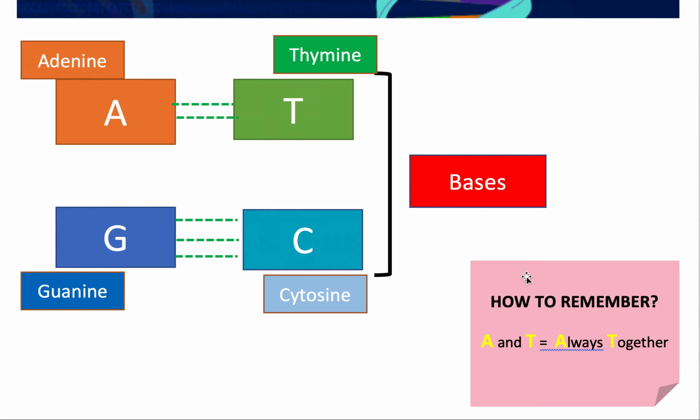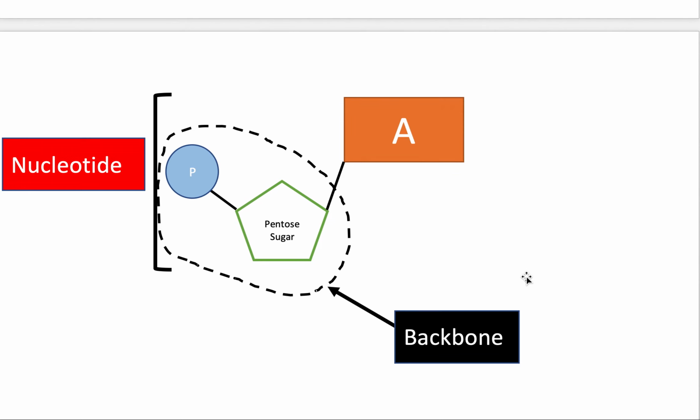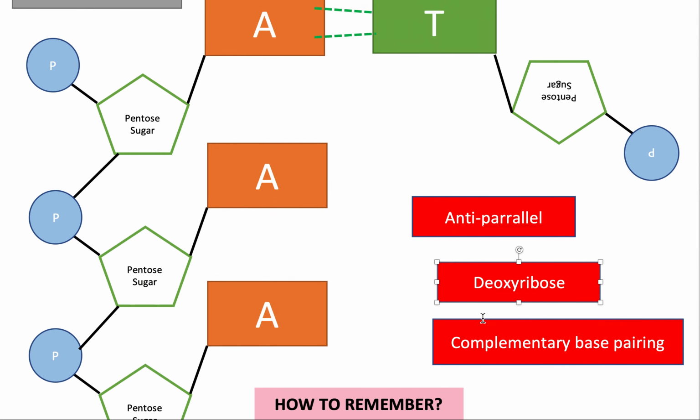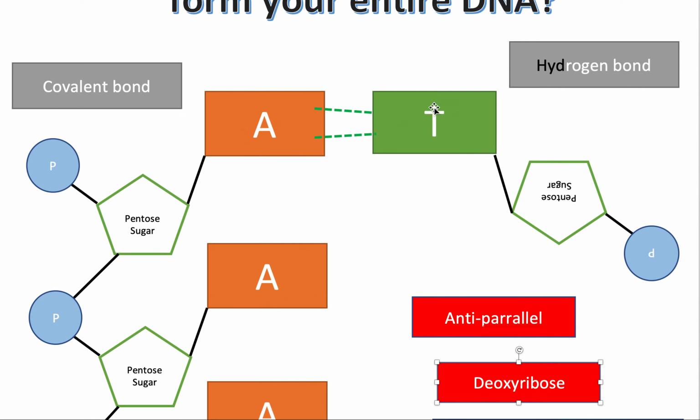The other one was complementary base pairing. Complementary base pairing means 2 bases, because remember these are bases, it's the way of saying letters in DNA. So 2 bases are complementing each other, and therefore they bind together. They complement each other because they both have 2 hydrogen bonding spots. So complementary base pairing is when the bases bind to each other.